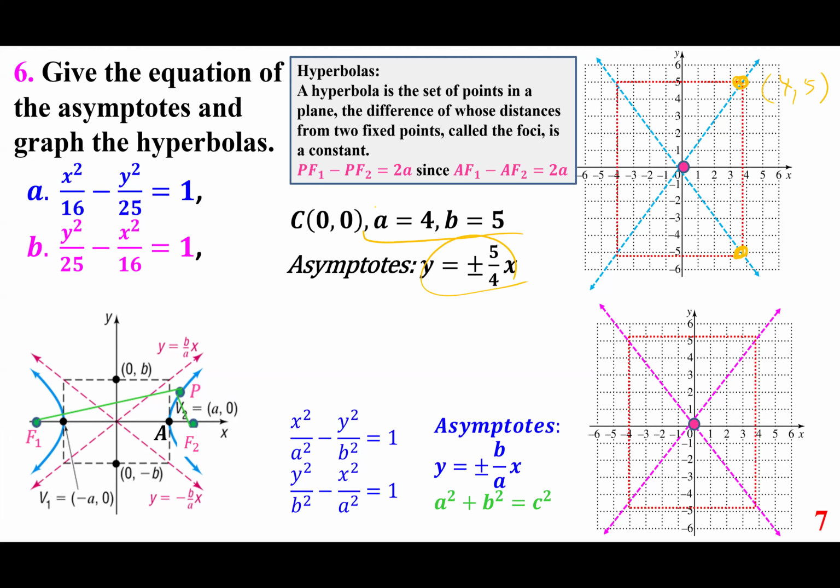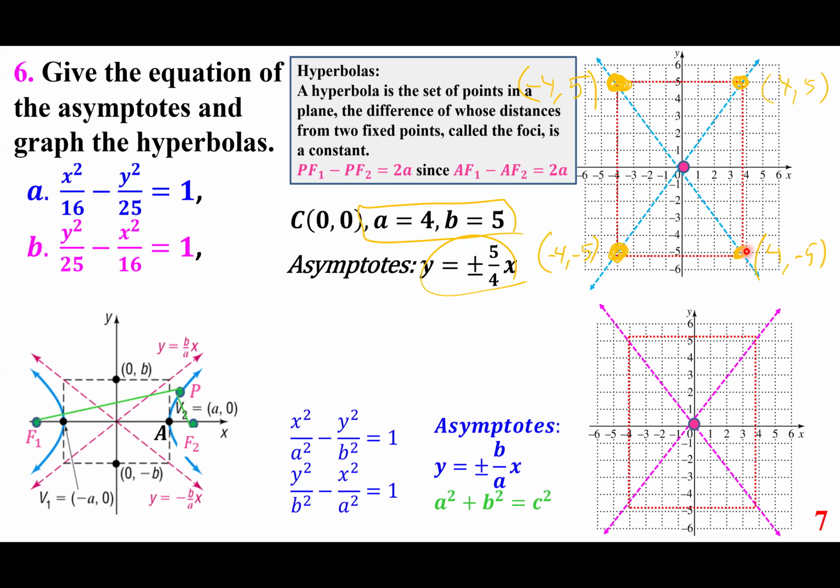So if you have a equals 4, b equals 5, so this is 4 comma negative 5. This one is negative 4 comma 5. This one is negative 4 comma negative 5. So those are the four corners.